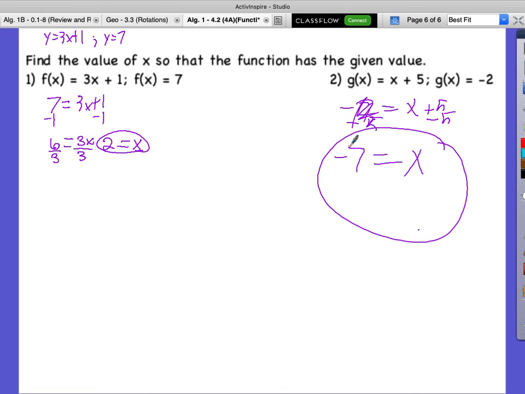So you get x by itself. Okay? So we're saying when x is -7, g of x is going to be -2, or vice versa. When g of x is -2, x is -7. So if we plugged in -7 into our function, we get out -2.